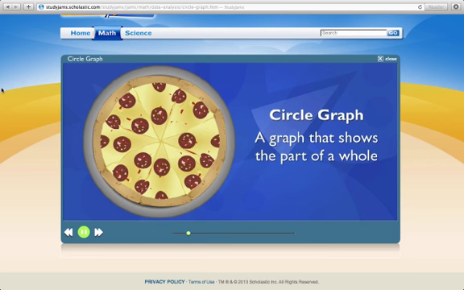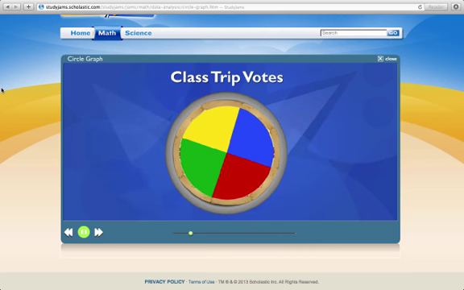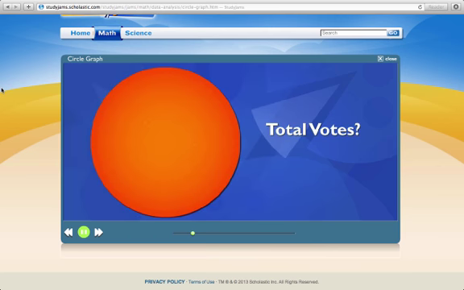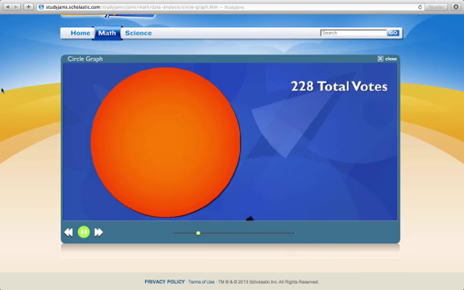Great idea. I can show a circle representing all the votes and divide it into different sections representing the votes for each trip option. All right, first we need to know the total number of votes and the number of votes that each trip got. We'll use those to create our fractions. Okay. Altogether, 228 kids voted. Nice turnout. Now we need to know how many sectors to divide the circle into.